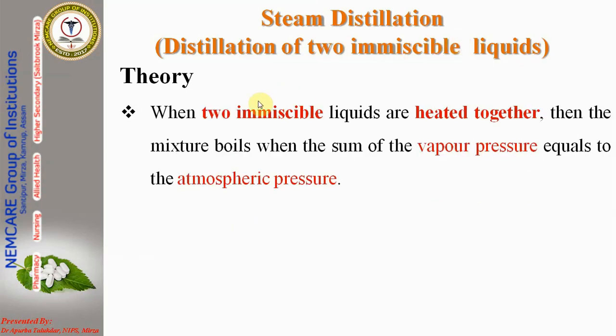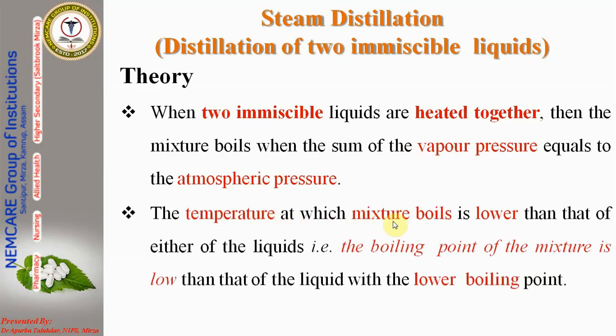When two immiscible liquids are heated together, the mixture boils when the sum of the vapor pressures equals the atmospheric pressure. This is the basic theory: when the vapor pressure equals the atmospheric pressure, the liquid starts boiling. In the case of immiscible liquids, when the sum of the vapor pressures of the two liquids equals the atmospheric pressure, it will start boiling.